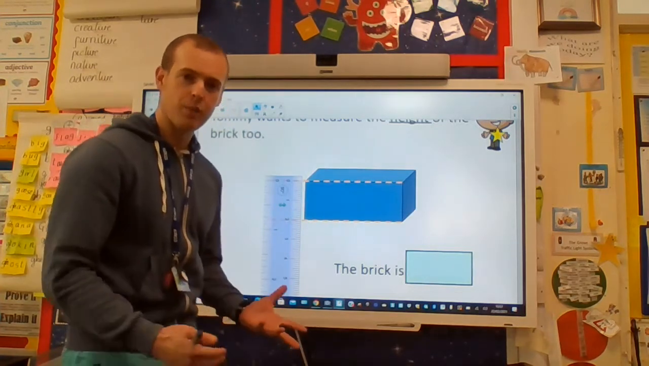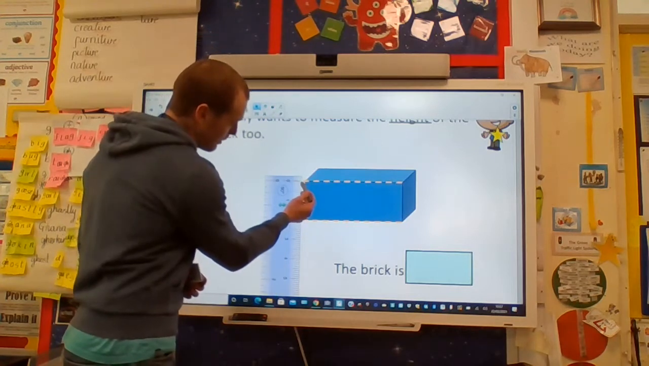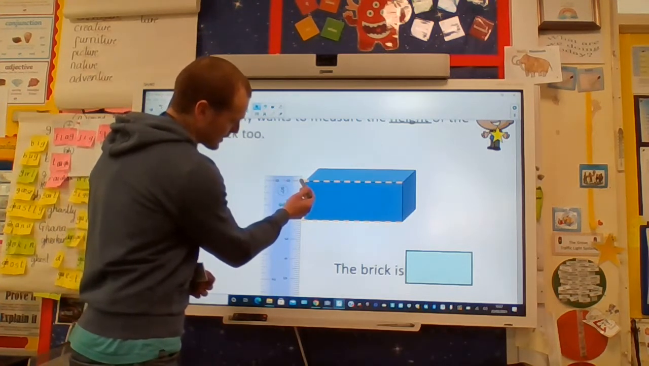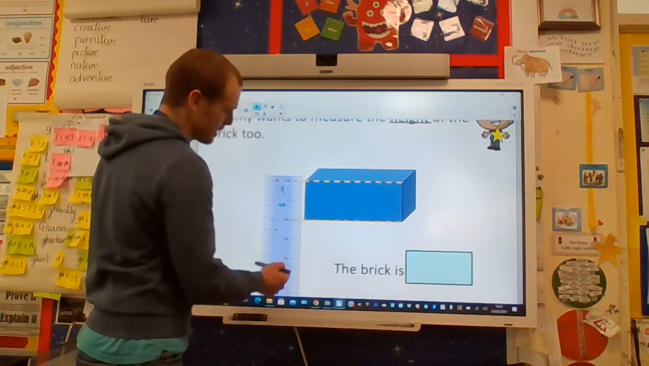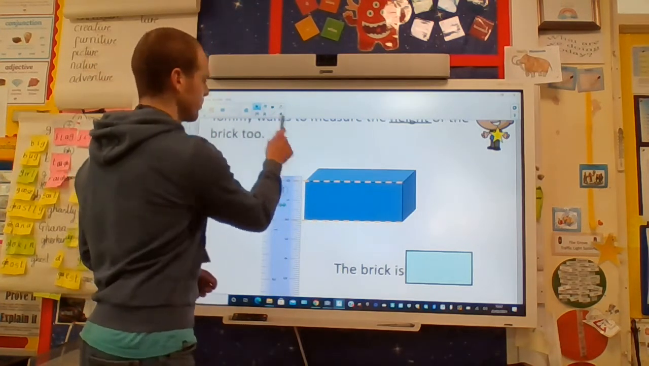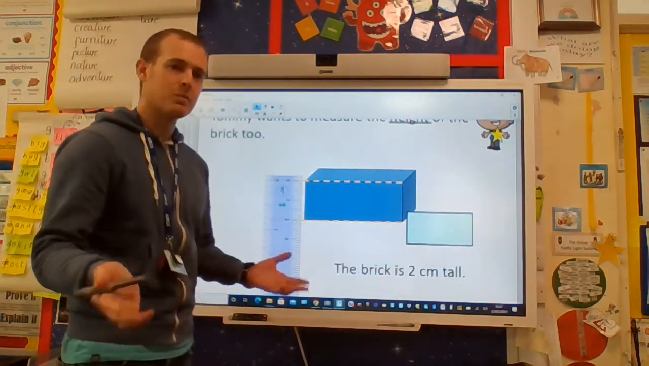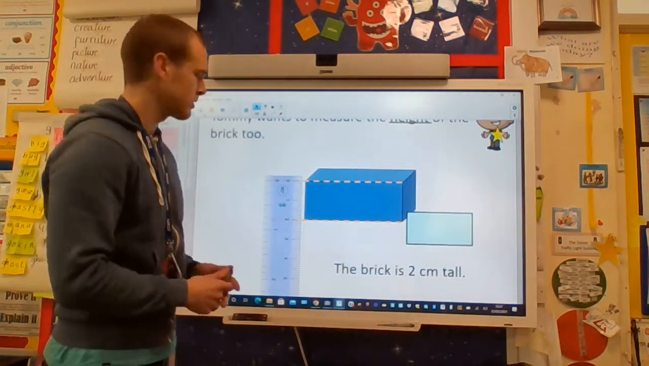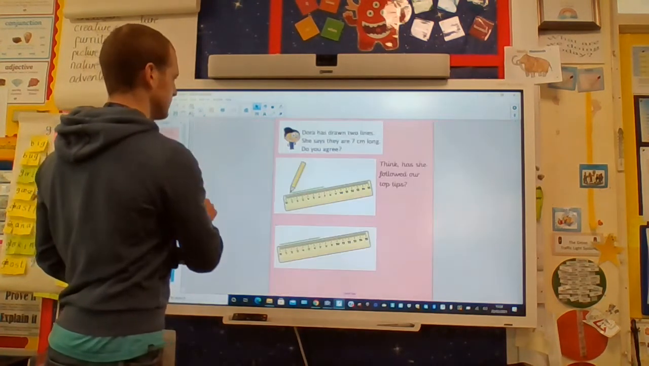And if you wanted to go a little bit further, how many millimetres would that be? You can count the millimetres in between, or you can count in tens for 10 millimetres, 20 millimetres, okay? The brick is 2 centimetres tall, or 20 millimetres if you're counting in millimetres. Okay.